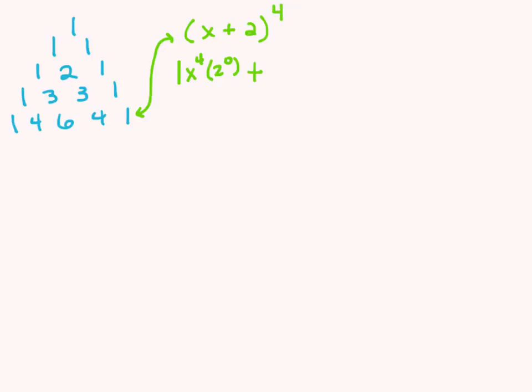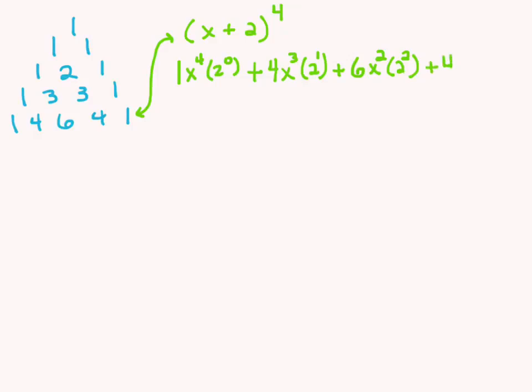Plus, the next term is going to have a coefficient of 4. And then I'm going to have x. The degree on x is going to go down to 3, and the degree on 2 is going to go up to 1. Next term has a coefficient of 6, and then I have x. The degree is going to go down to 2 times 2, and the degree on 2 goes up to 2. That's a lot of 2's.